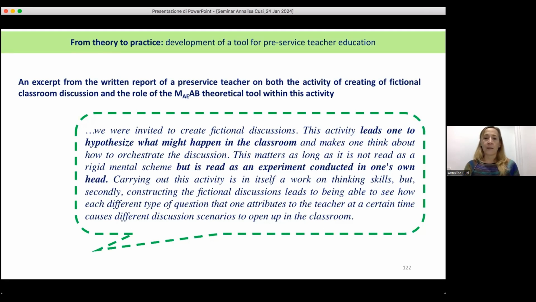And she says, this activity leads one to hypothesize what might happen in the classroom and makes one think about how to orchestrate the discussion. This matters as long as it is not read as a rigid mental scheme, but is read as an experiment conducted in one's own head. Carrying out this activity is in itself a work on thinking skills, but secondly, constructing the fictional discussions leads to being able to see how each different type of question that one attributes to the teacher at a certain time causes different discussion scenarios to open up in the classroom.